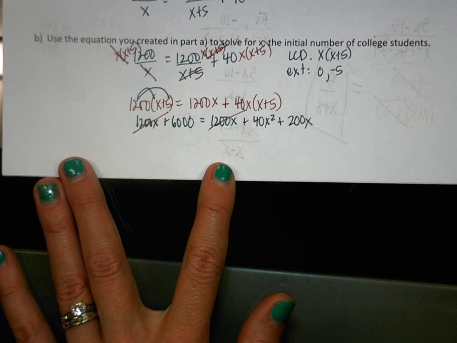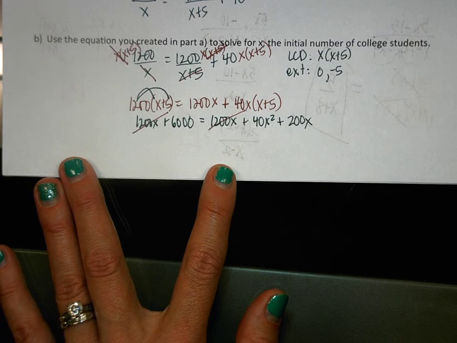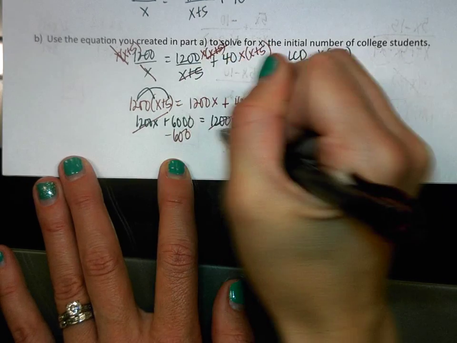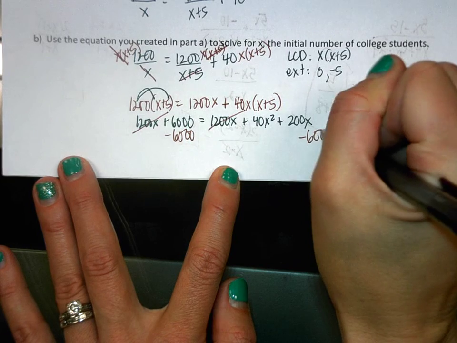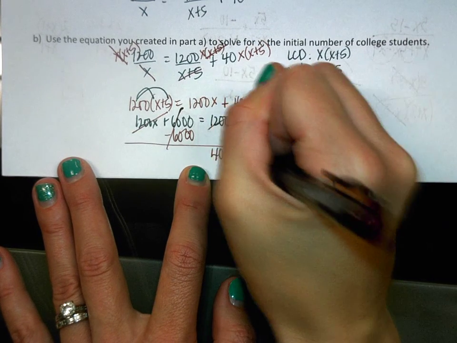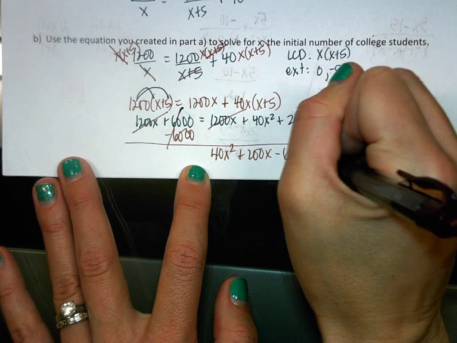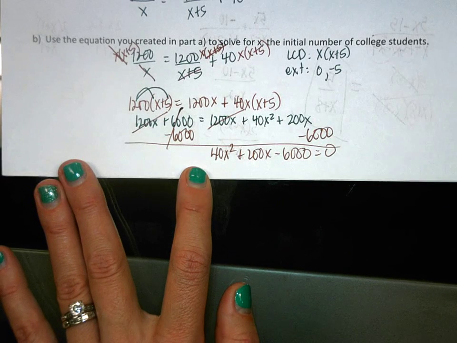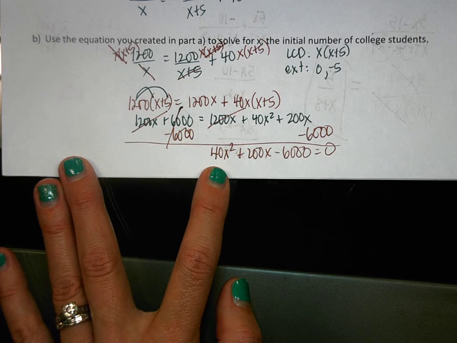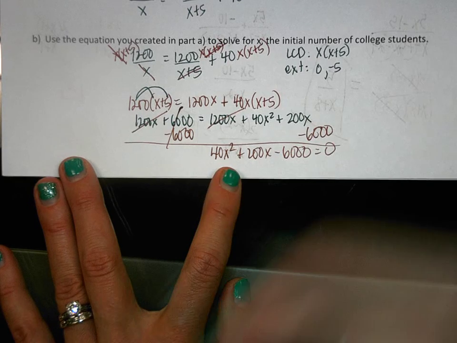And then which way will I move things? To the right. Good, because we want to keep x squared positive. So I'm subtracting 6,000 from each side. These cancel out. I have 40x squared plus 200x minus 6,000 equals 0. So again, whenever you have a GCF here in front or a number in front, you want to check to see if all the numbers are divisible by 40. And in this case, they are. So we take out a 40.